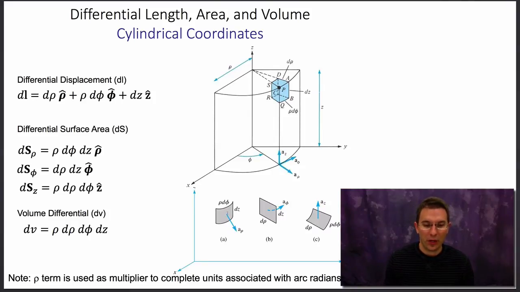You would use this particular differential surface vector if you were integrating over a surface of constant rho, like integrating along the outside of a pop can. You'd use this one if you were integrating over a surface of constant phi, which is a plane that intersects with the z-axis, like a wedge. And then you'd use this ds sub z if you're integrating over any plane parallel to the x,y plane. And the differential volume here is a little bit different than Cartesian coordinates. It's rho d phi dz.